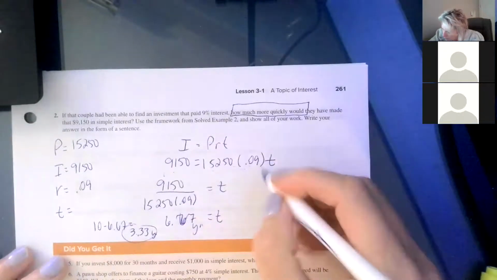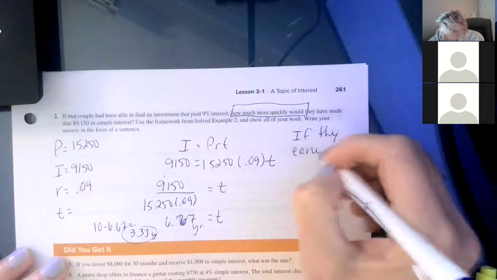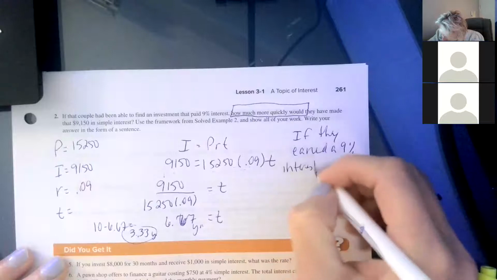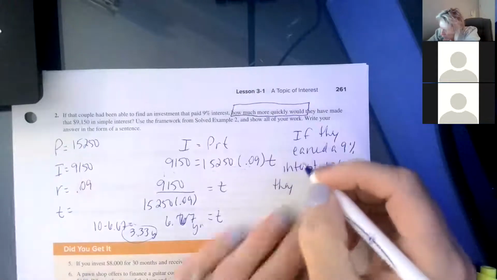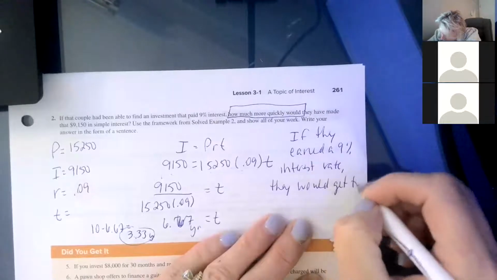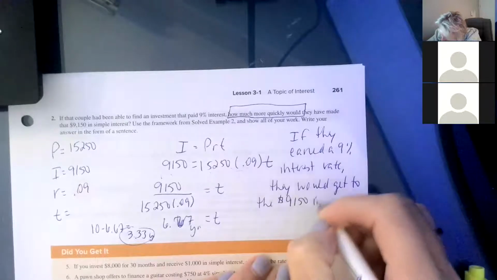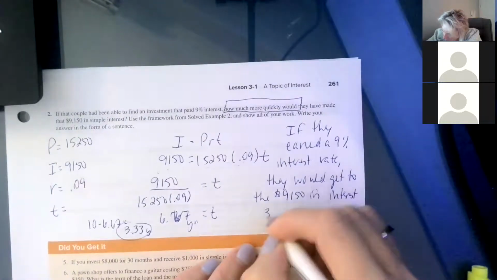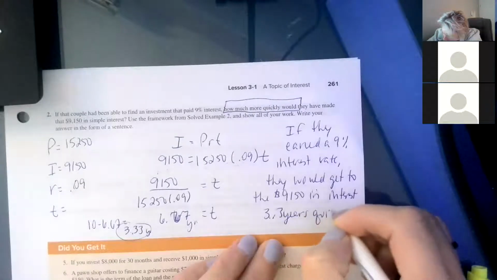So if they earned a 9% interest rate, they would get to the $9,150 in interest 3.3 years quicker.